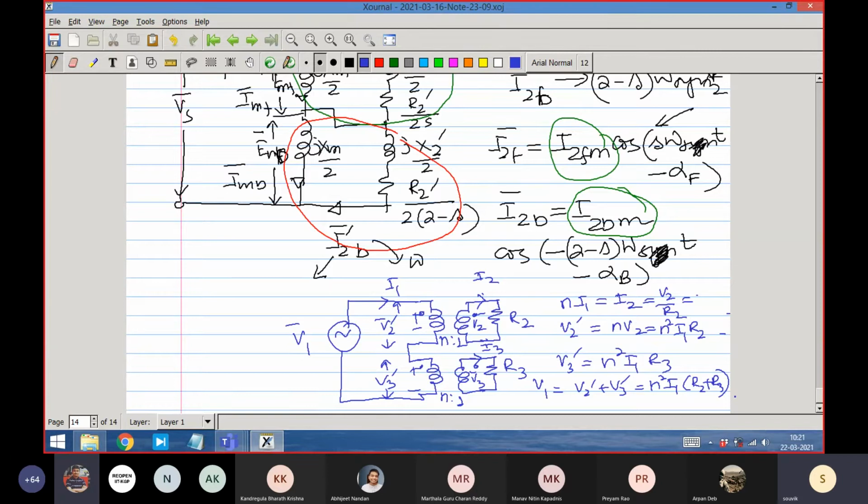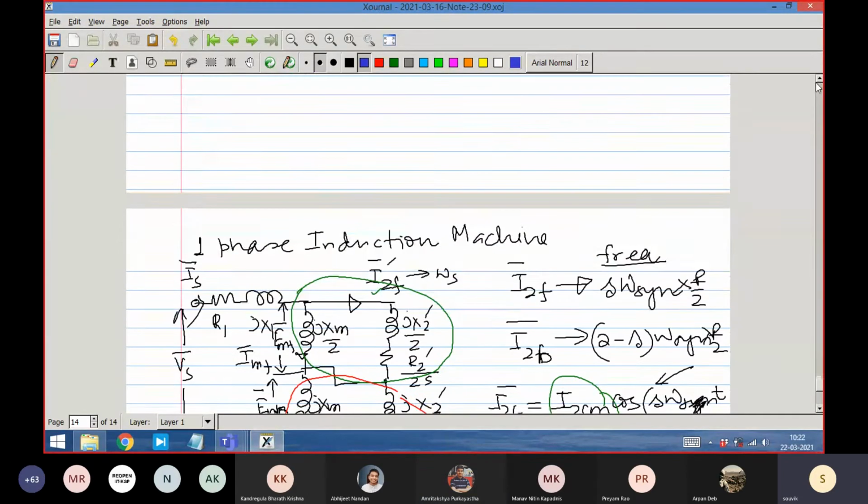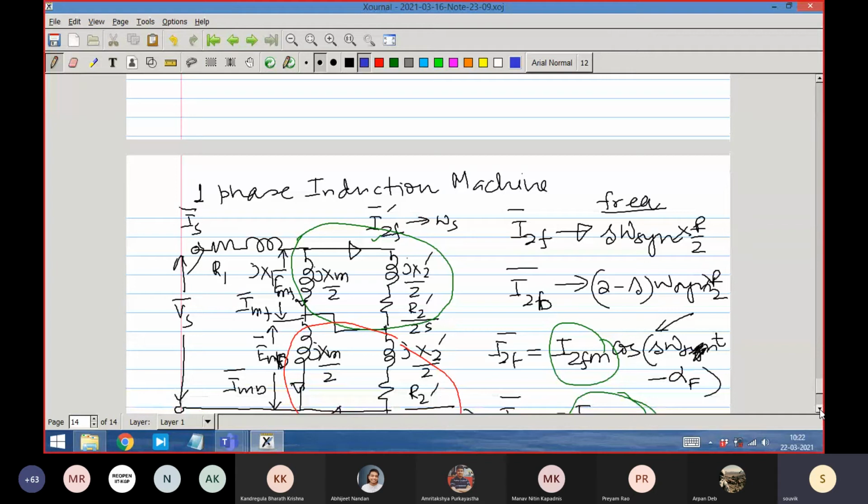But sir, when we are drawing an equivalent circuit, should it not be drawn for a single frequency? It is done for a single frequency. Again and again I am trying to repeat that. This is a stator equivalent circuit. So the stator is feeling only one current, one frequency.